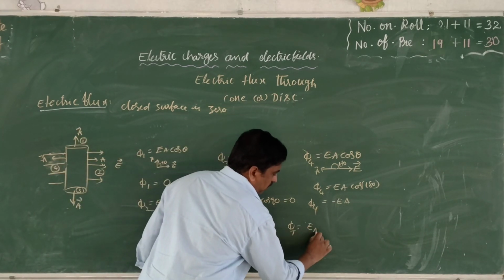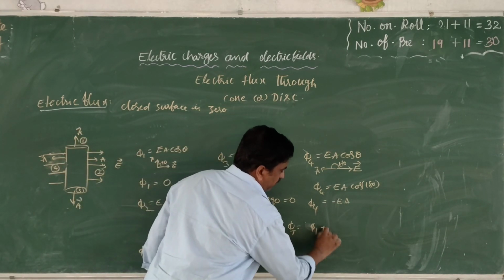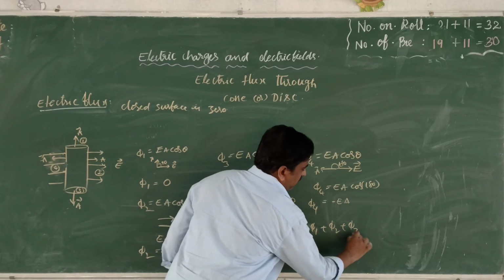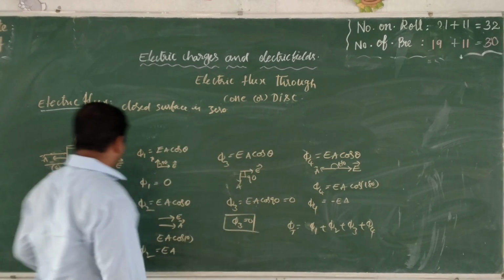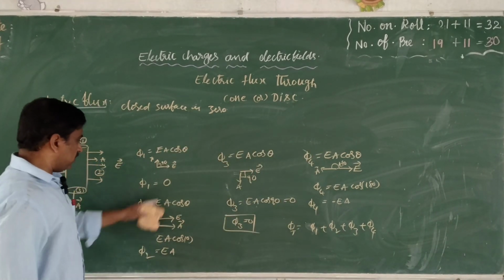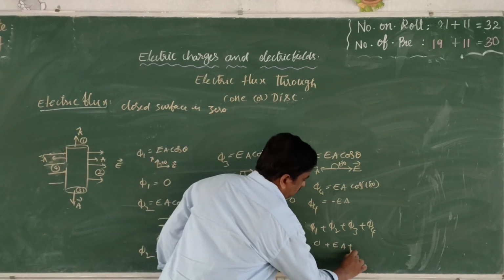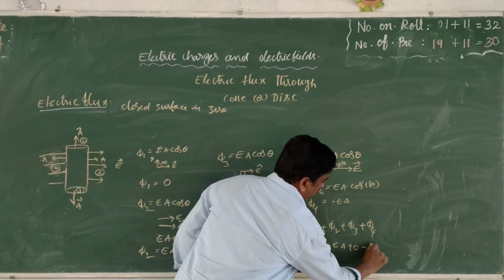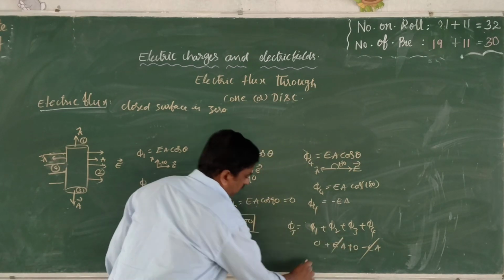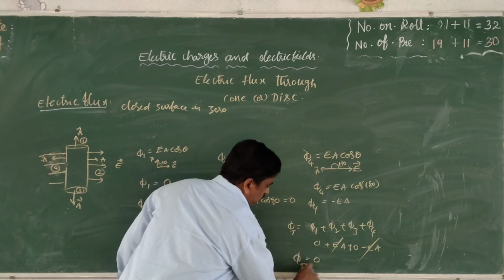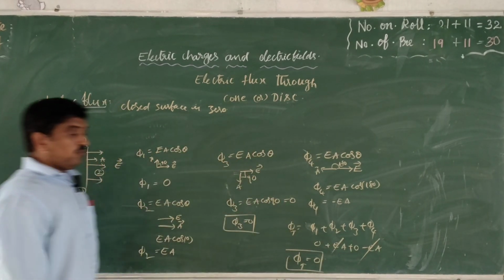Total flux equal to what now? Total flux is phi 1 plus phi 2 plus phi 3 plus phi 4. Here phi 1 is 0, phi 2 is EA, phi 3 is 0, phi 4 is minus EA. Minus EA plus EA cancel. Means what is the total flux through the closed surface? 0. From that we can say that.